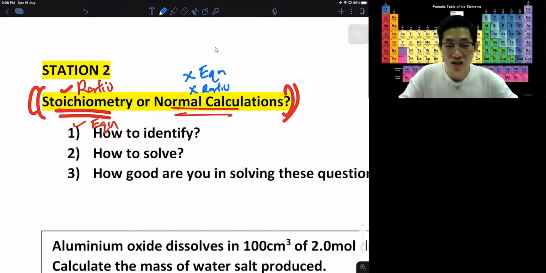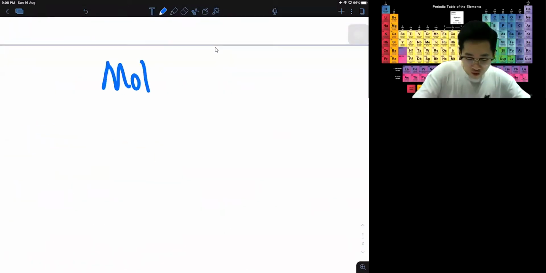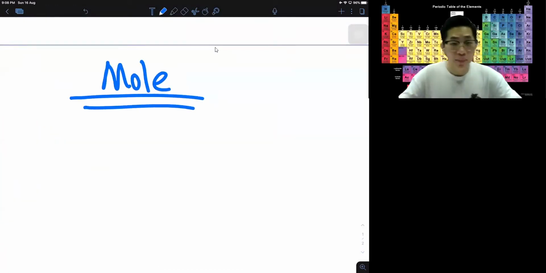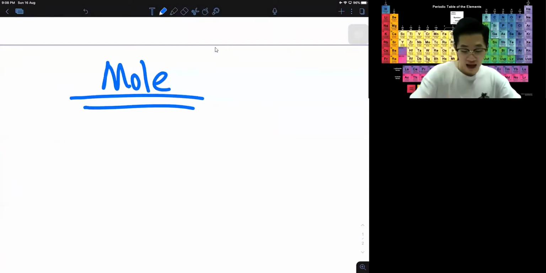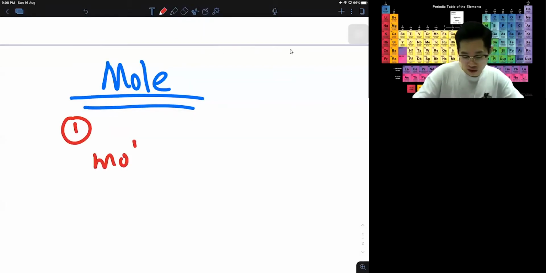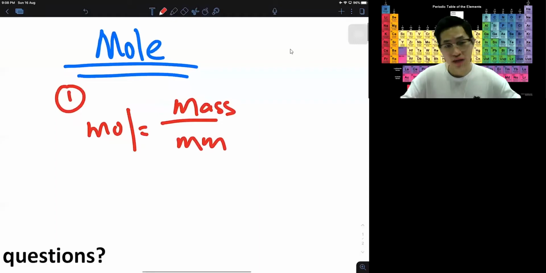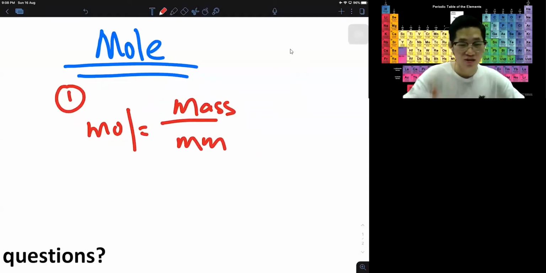Before we start to do this calculation question, it is very important to know the 4 formulas to calculate number of mole. The first one, we can calculate mole by using mass over molar mass. I know that there must be some students who do know how to do it. Roshan, do you know how to do?